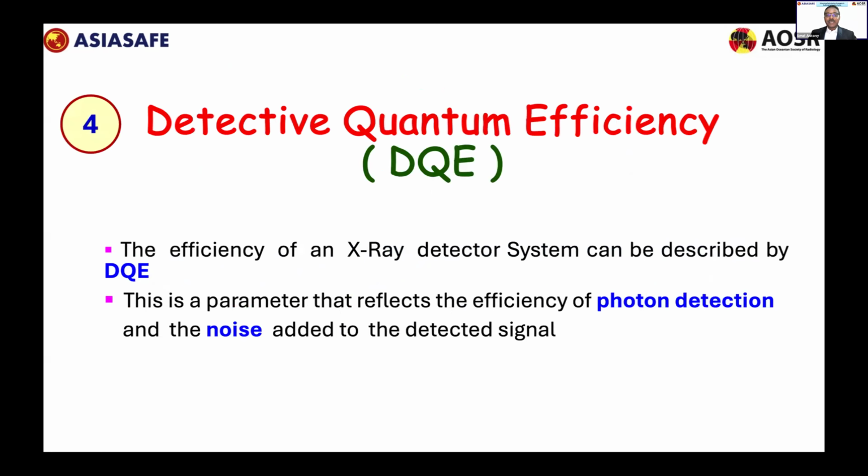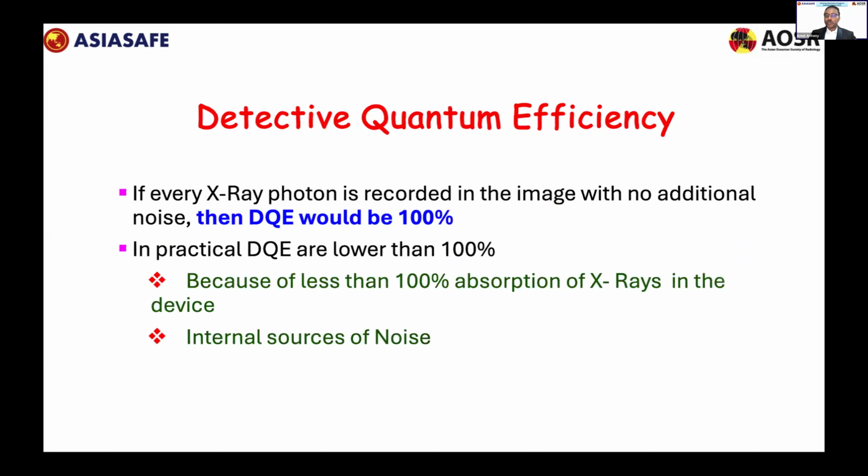Now, already these are there from the physics side. Detective quantum efficiency. Now, this is a parameter that reflects the efficiency of photon detectors and the noise. Now, we all know that it has to be 100%, but at the same time, because of absorption of X-rays, it is less than 100%. So some amount of noise is always there.